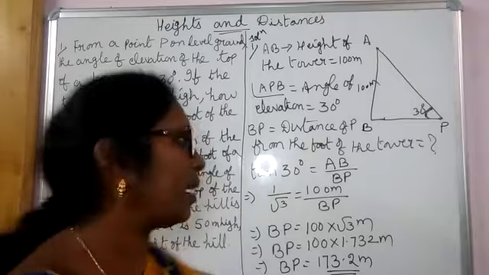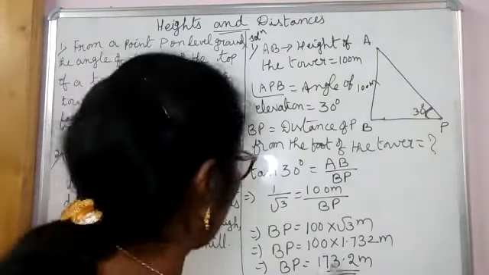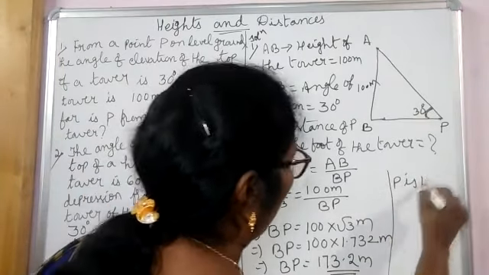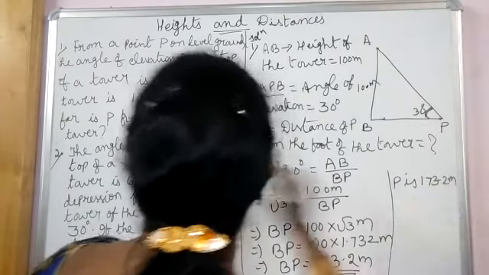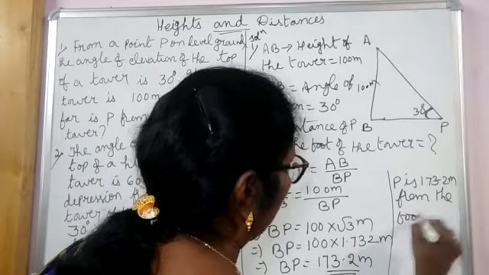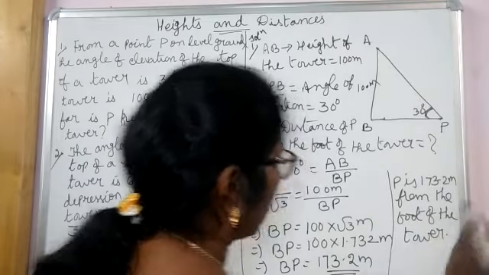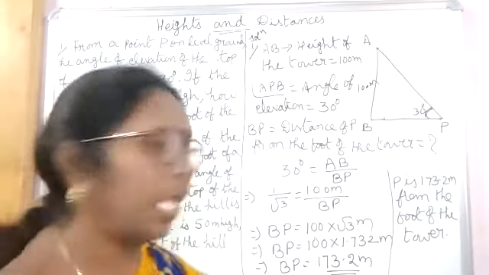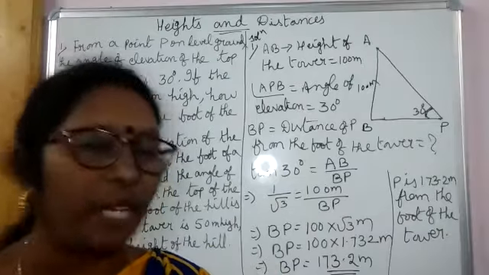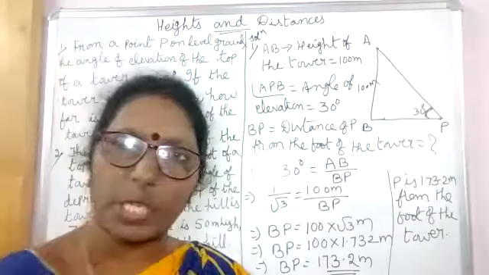Children, don't forget to write the last statement. That is, P is 173.2 meters from the foot of the tower. Always, children, as per the question, you write the answer and don't forget to write the units. The last statement for the problems and the units are very, very important. I believe you understood. Very simple question, this one.